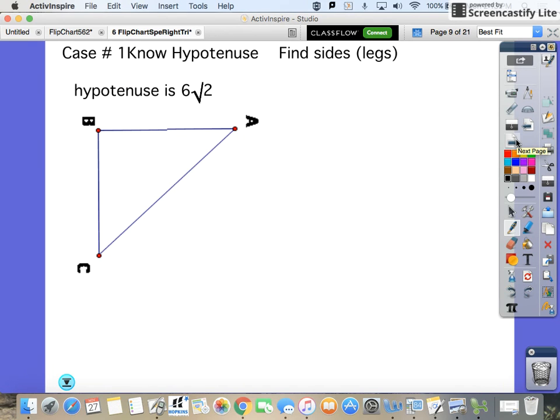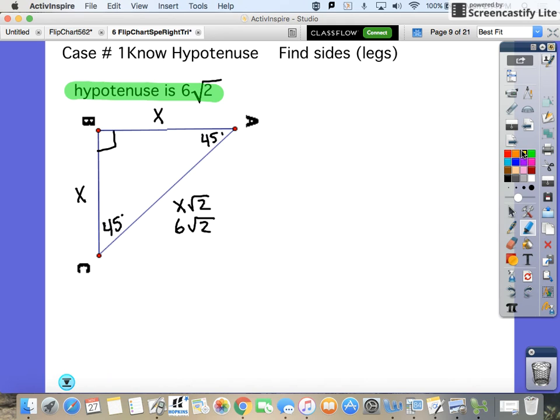Now, what if we know the hypotenuse? First we have to establish what's what. Here's our hypotenuse. It's across from our 90-degree angle. If we were to throw a rock here, we'd have x root 2. That means this is x and this is x, 45, 45. What we know is the hypotenuse is 6 root 2. So this side is 6 root 2. Now check this out. x is 6. That's the only thing that changed. That means this side is 6 and this side is 6, because x is 6.